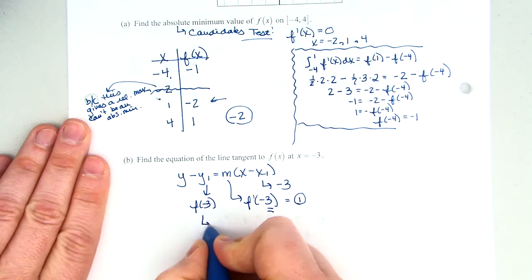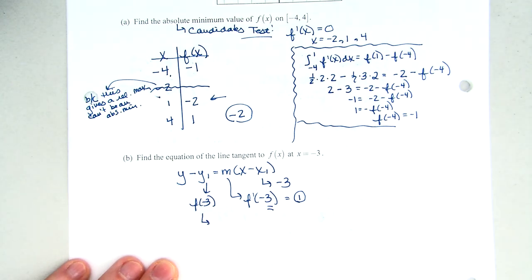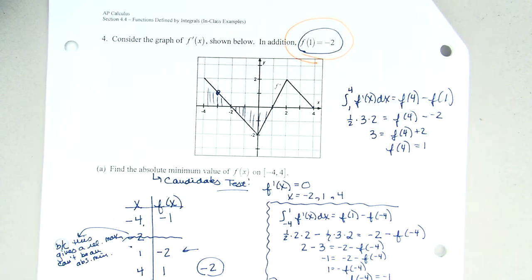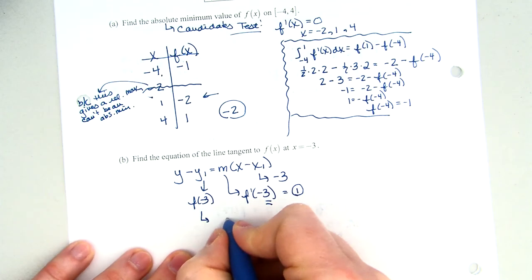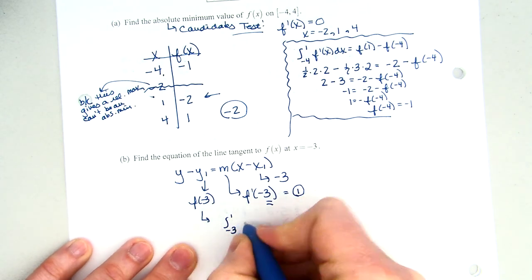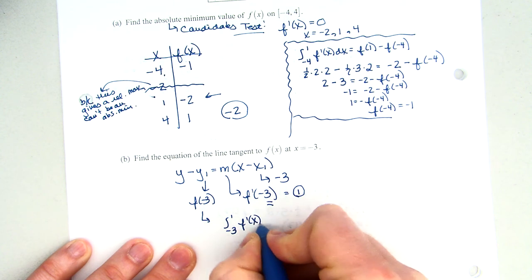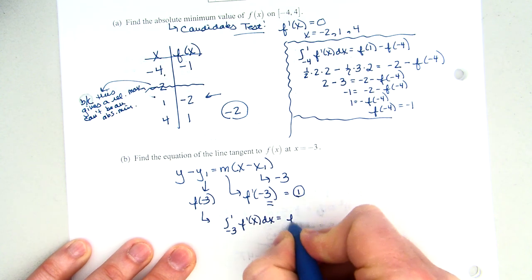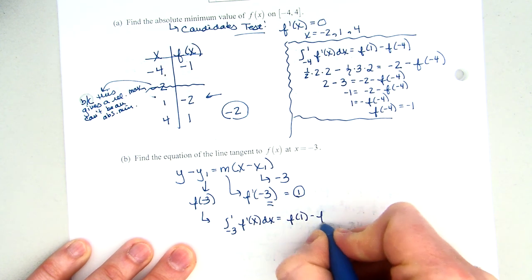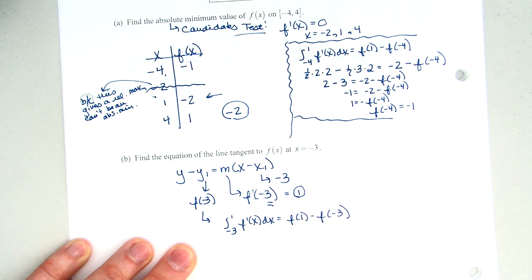F of negative 3, you got to make an integral here. I know f of 1 is negative 2, so I'm going to say the integral from negative 3 to 1 of f prime of x dx is going to equal f of 1 minus f of negative 3. Go from negative 3 to 1.